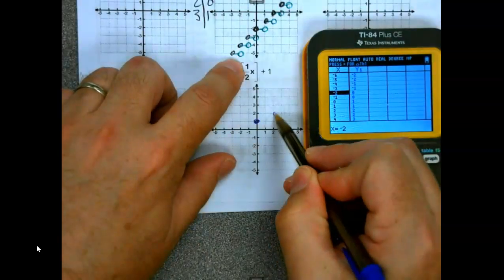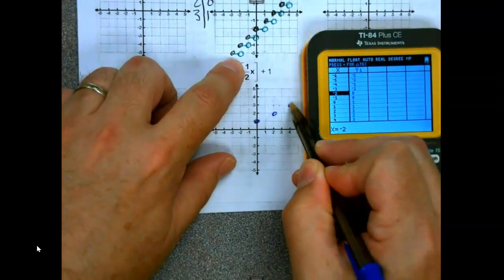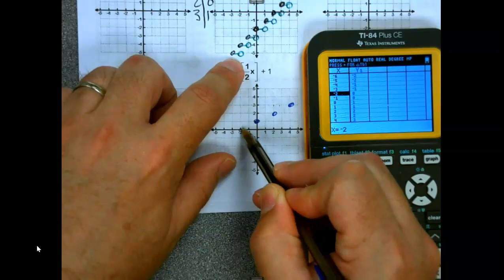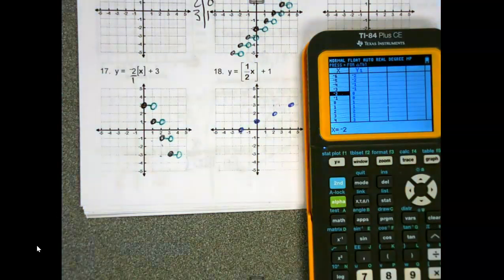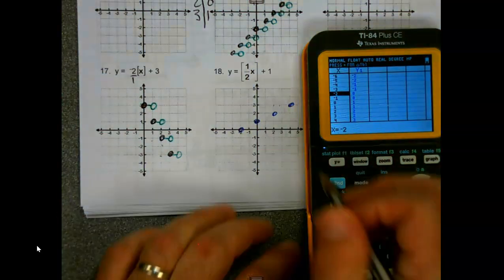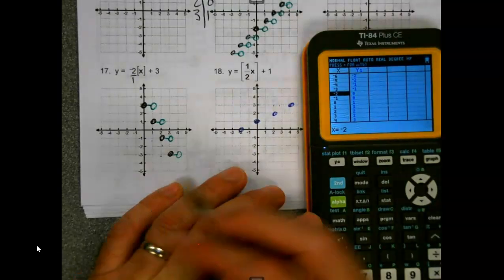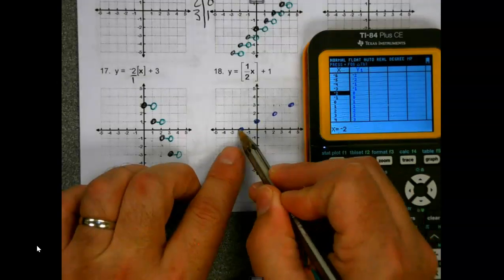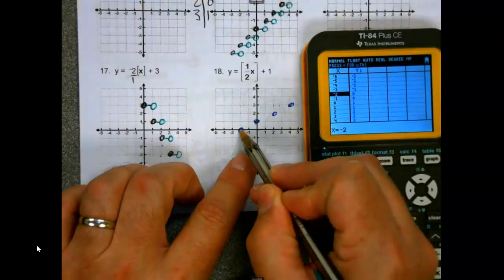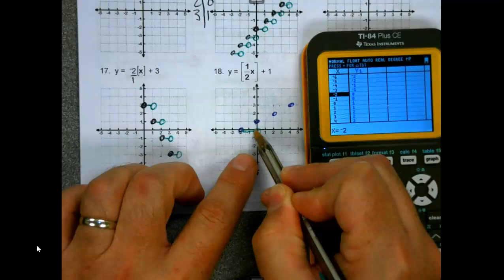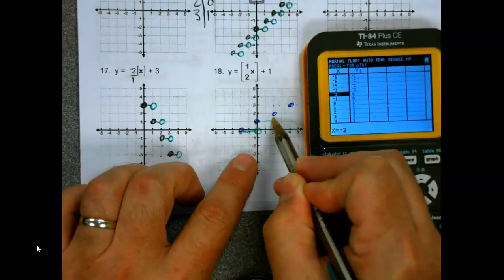Up 1 and over 2. Up 1 and over 2. Down 1 and left 2. Because again, my slope is a half. So notice, this time to get bar-wise from dot to dot, your bars have gotten longer.